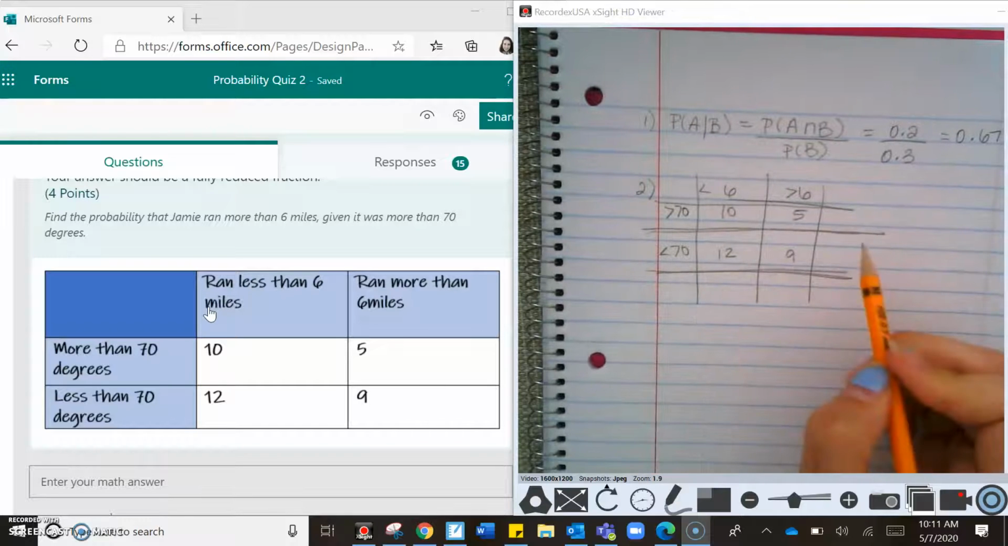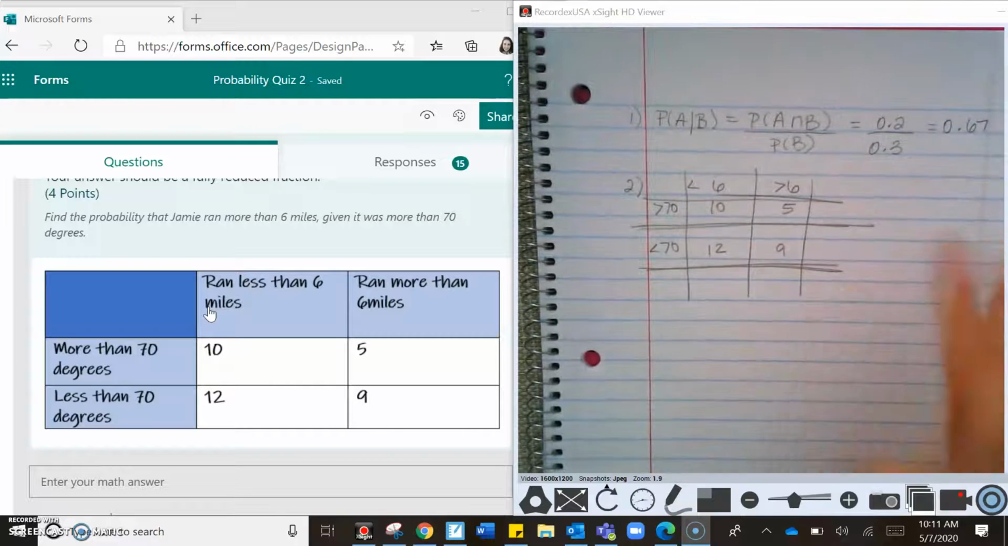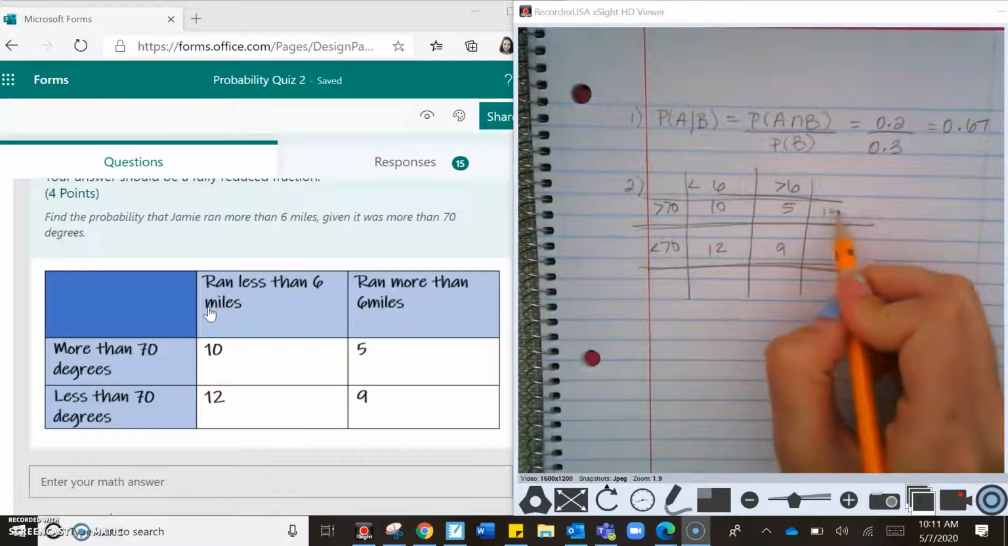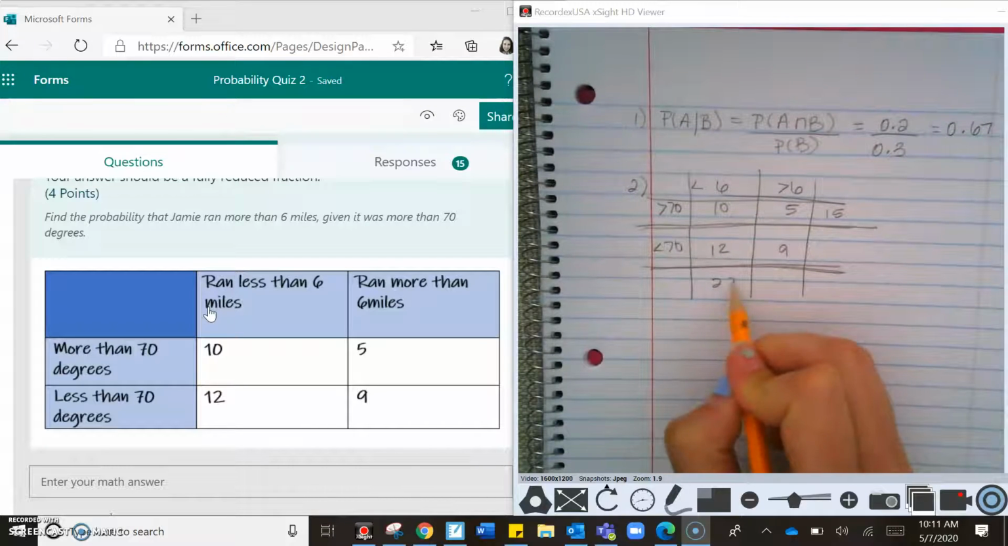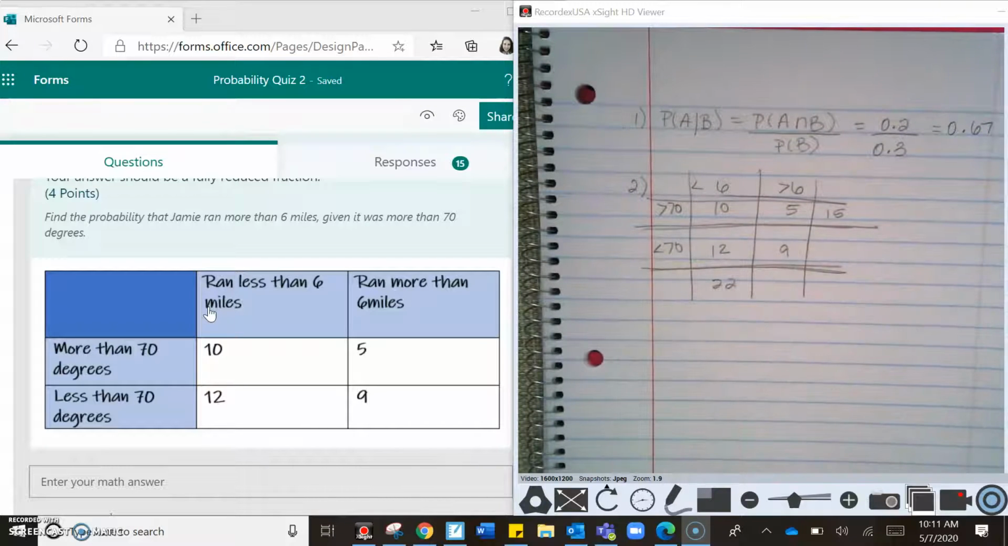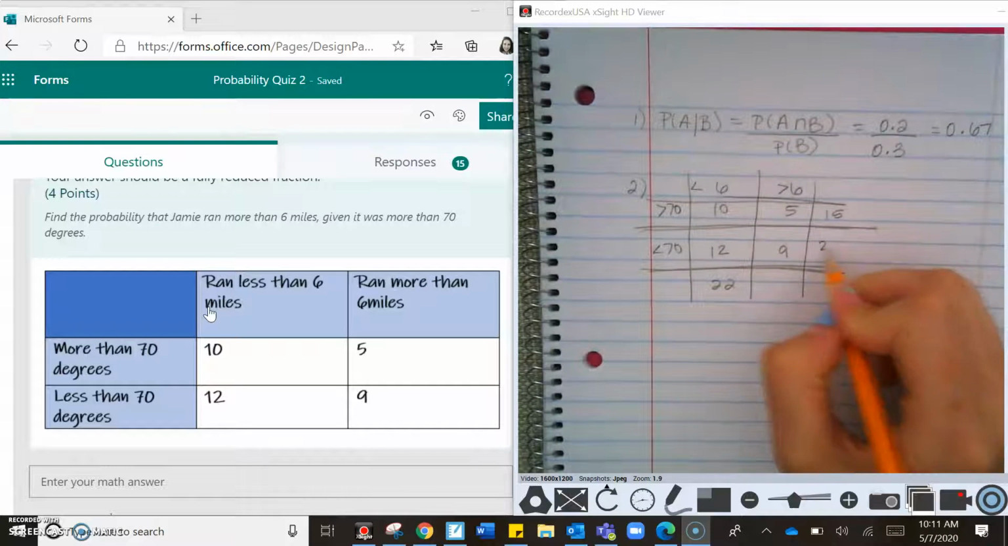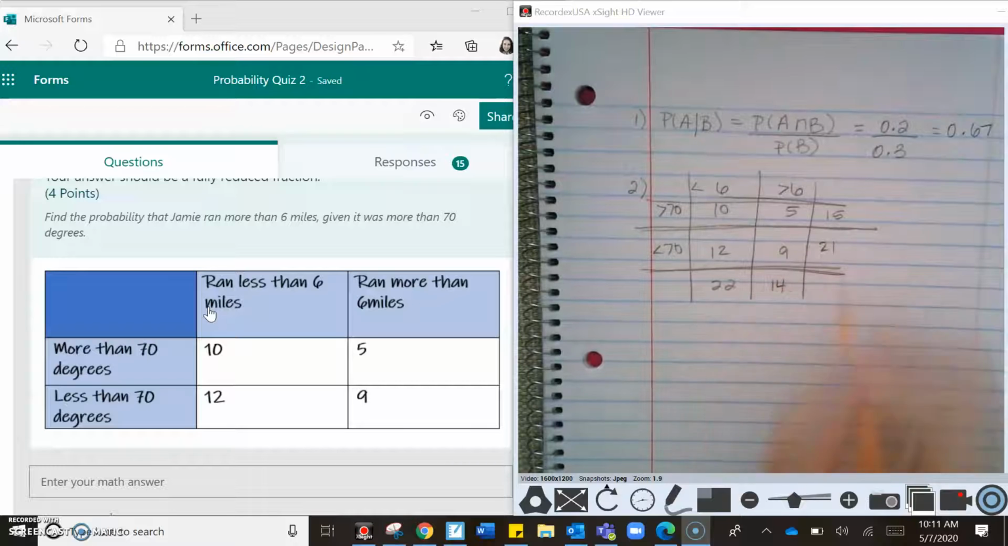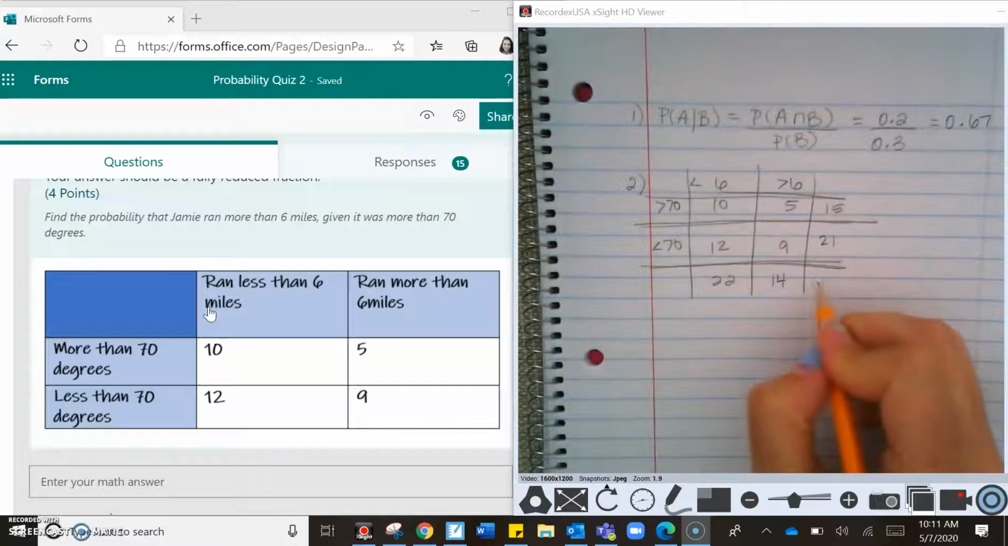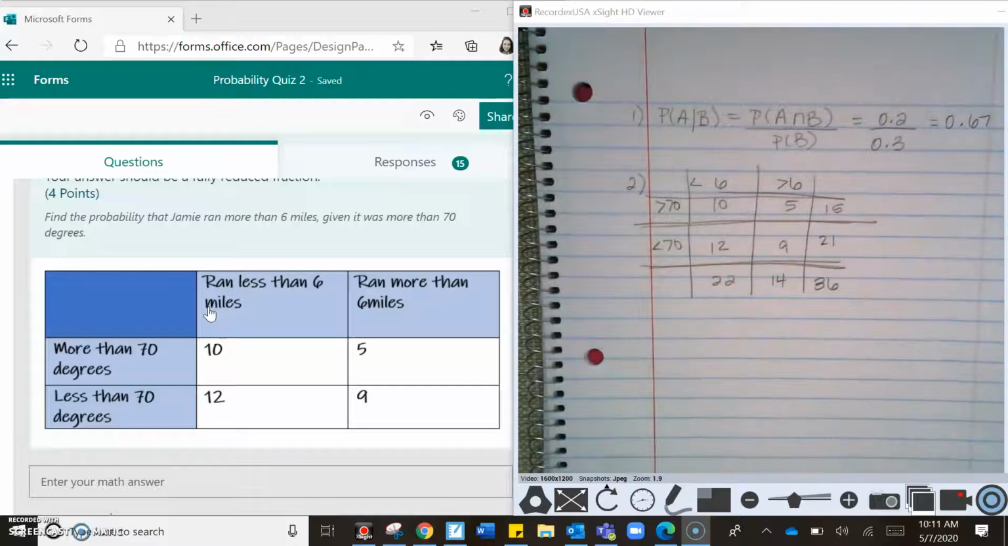Okay, so again, in this table, we're not given totals, so we need to find those first. So this is 15. This is 22. This should be 21. This is 14. And if we take 22 and add 14, and if we take 15 and add 21, we get a total of 36 people surveyed.